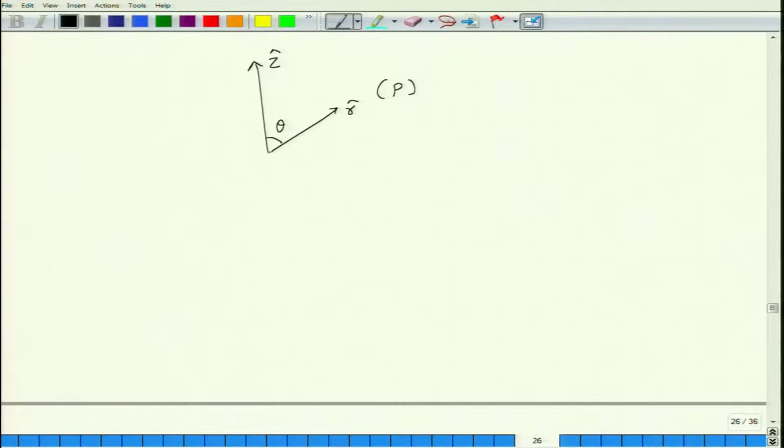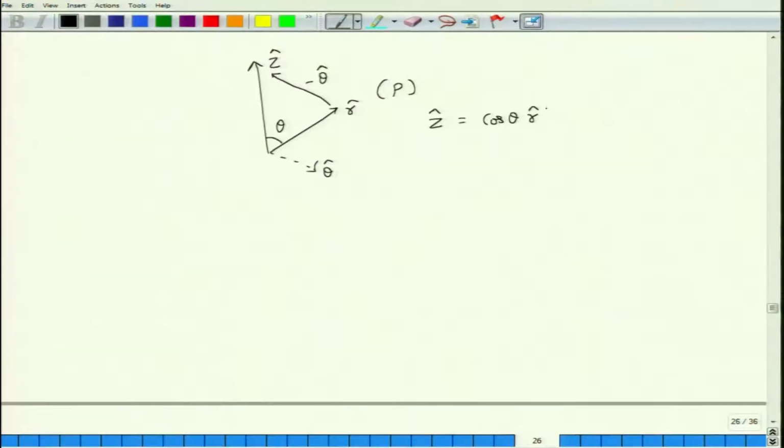And at this point, how do you reach this z unit vector? There will also be a theta vector, which will be directed along the dashed line that I have shown. But to reach from r to z, you will have to take a vector parallel to theta, but in the opposite direction. So you will actually have a minus theta vector, and you can show from the transformation formulas that we have seen, or from simple geometry, that the z hat vector in the Cartesian coordinate system can be rewritten in the spherical coordinate system as cos theta along r minus sin theta along theta.